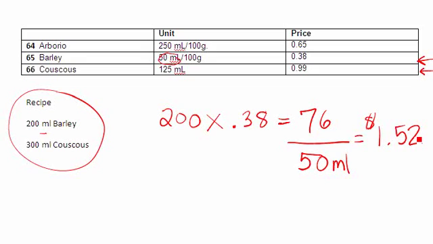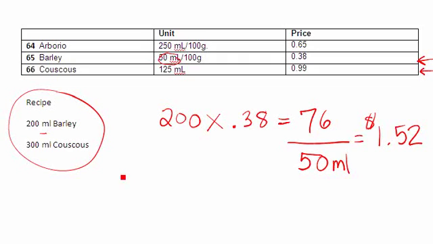Okay, so what this tells me is that 200 mils of barley is going to cost me $1.52. If I want to check back to this, I can look and see that 50 mils of barley costs 38 cents, and in this recipe I'm actually needing 4 times that amount. So if I was to take 38 cents and times it by 4, it actually comes out to 1.52. So I'll know by reversing my operations that it is done correctly.